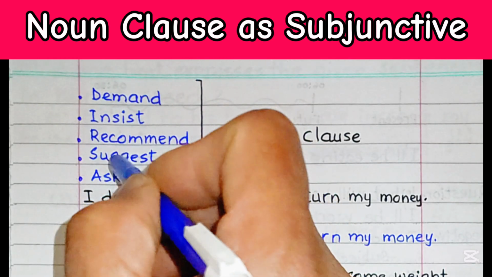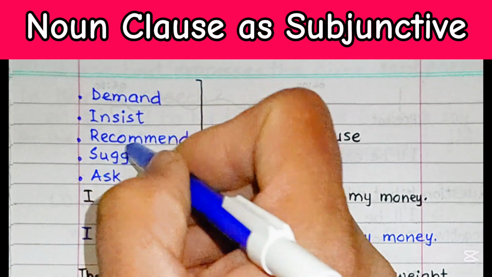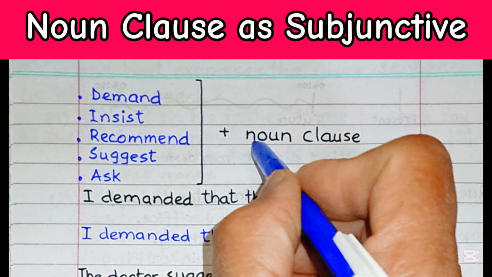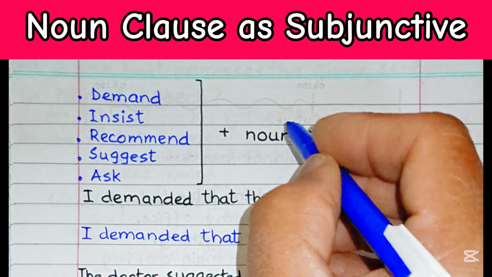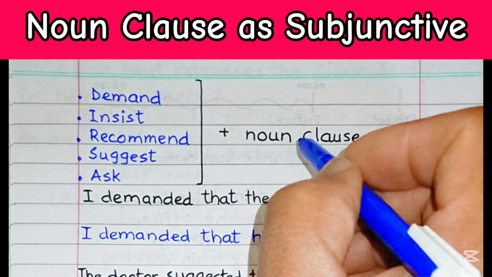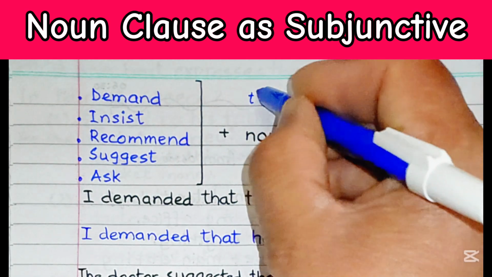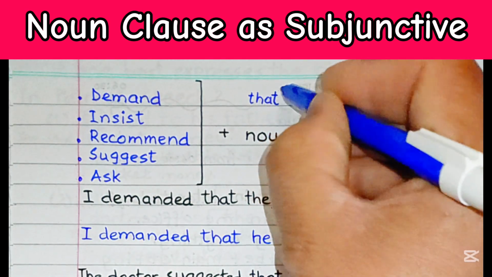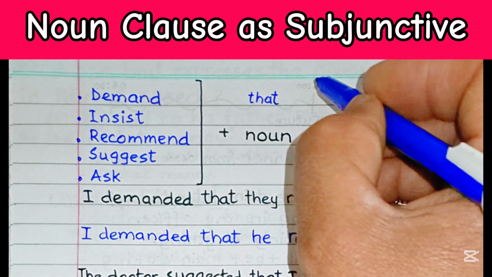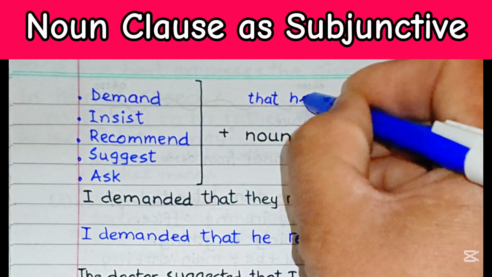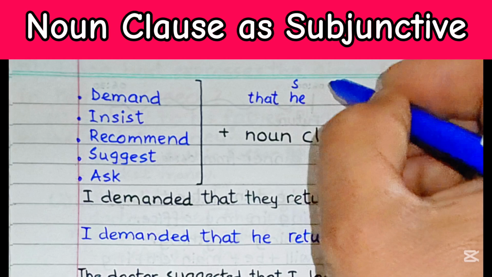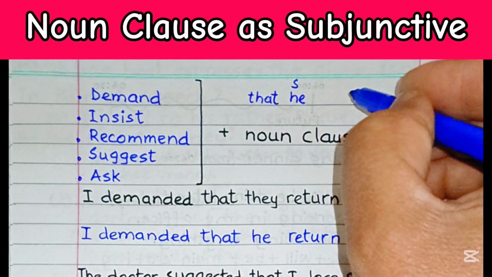Following these verbs, you might have a noun clause that's in the subjunctive mood. The noun clause will begin with that. And then you have a subject, and then the verb will be in the simple form.